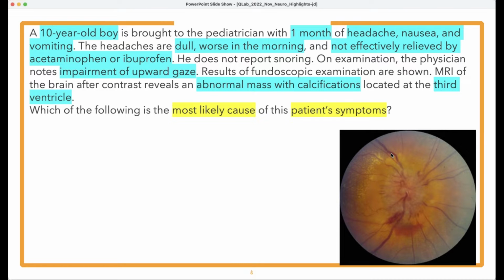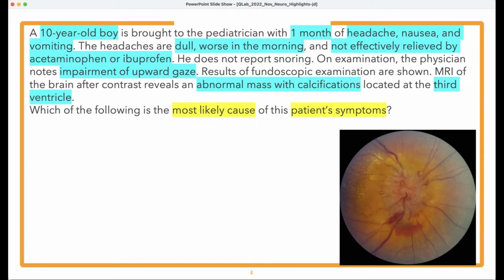Starting off, you can see that we're given demographics: 10-year-old boy. Generally with clinical questions, that's the first thing you're going to be given, and that's the first thing you want to make note of. That'll automatically clue you in as to what kind of things you should be thinking about. In this case, we're told it's a pediatric case, a 10-year-old boy.